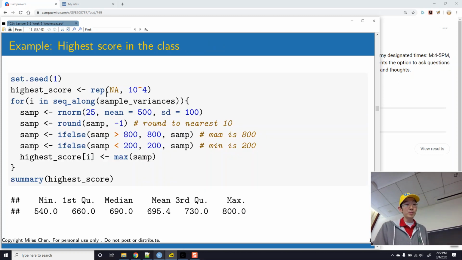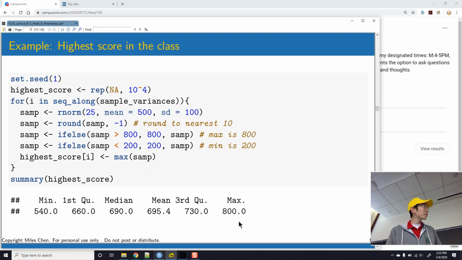Okay, so this is all I'm doing, right? Pretty much the same code. This time my sample size is rnorm 25. And then what's the value I'm recording? I take the maximum of my sample and I store it as the highest score. Okay? And I just do this 10,000 times.